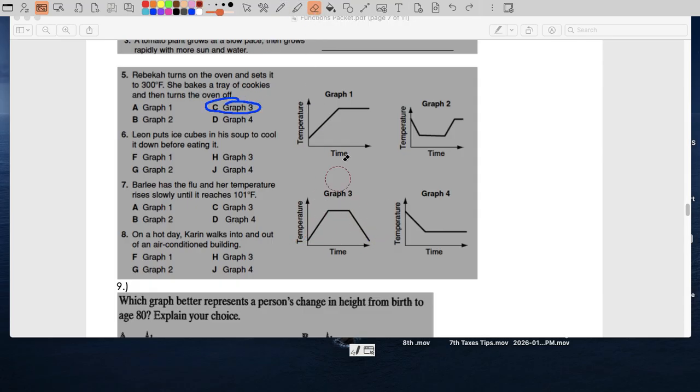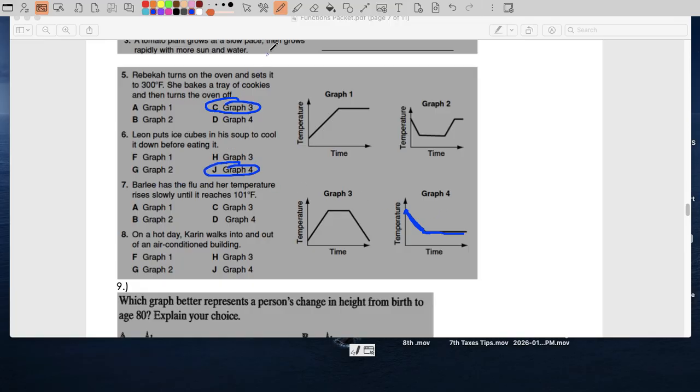I guess we can use these graphs repeatedly. Leon puts ice cubes in his soup to cool down before eating it. Okay, he does that. So remember that the soup, if it's hot soup, starts at a high temperature. Look, soup starts like that. Put some ice cubes, the temperature starts going down, and then eventually it's going to stop decreasing. It went from hot to cool and stays the same. So I'm going to say graph 4.